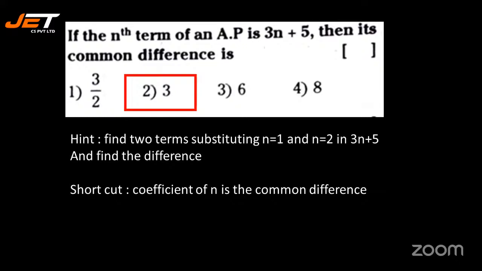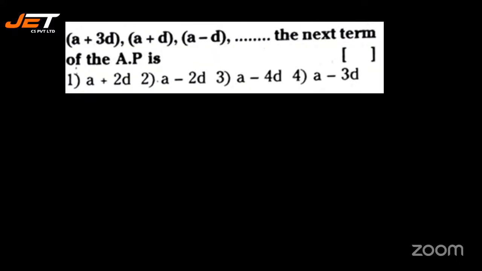So the coefficient of n is the common difference. All right? Yes. See the next question. A plus 3d, a plus d, a minus d, and so on. The next term of an AP is dash.